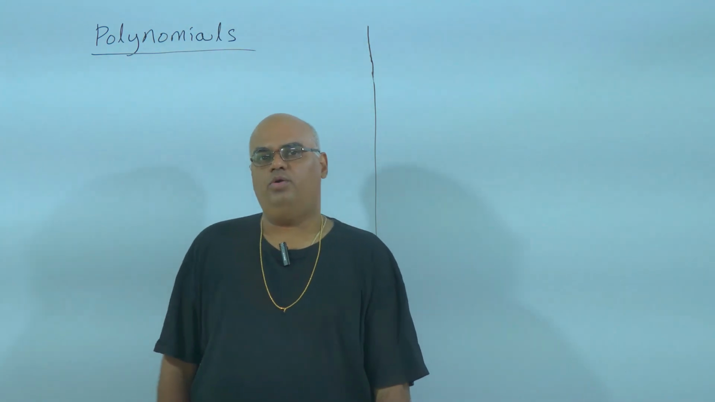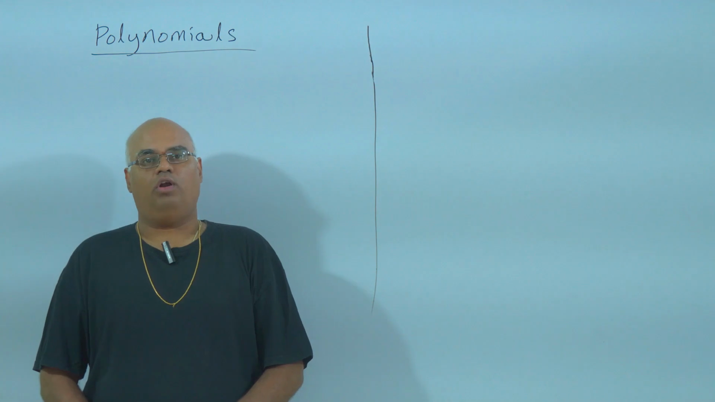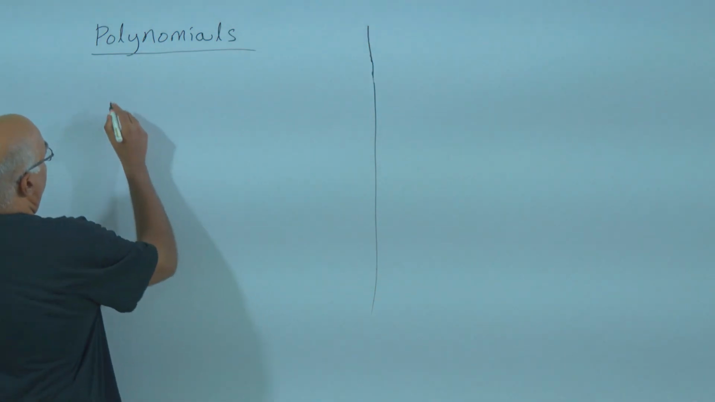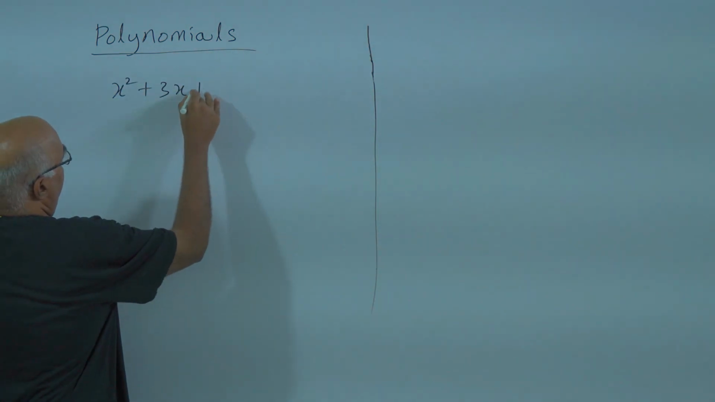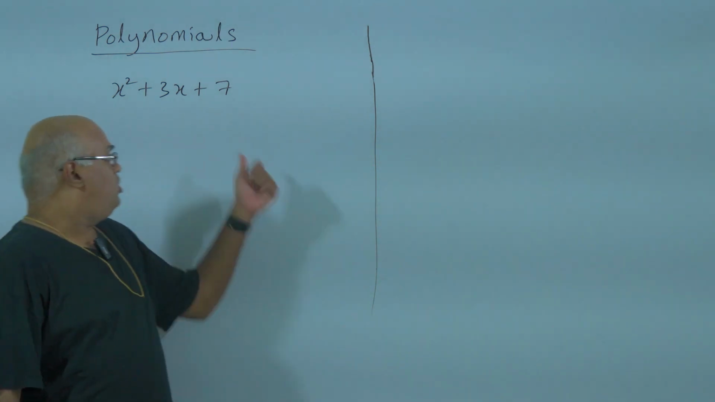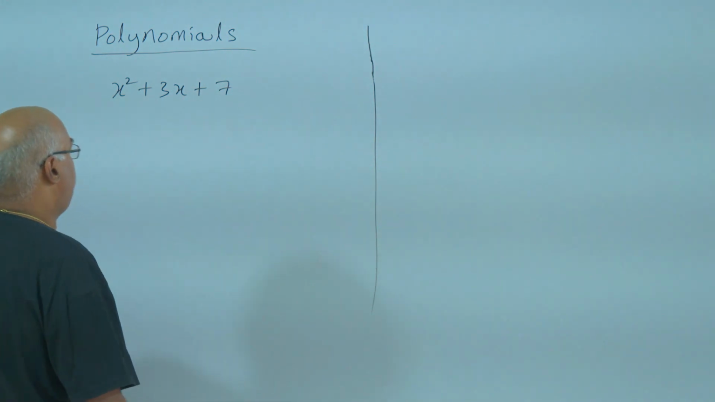In this video, I am going to give an introduction to the chapter polynomial. So let us see what is a polynomial. For example, I will take an algebraic expression, say x square plus 3x plus 7. Now, if this algebraic expression has to be a polynomial, then it should satisfy one condition.